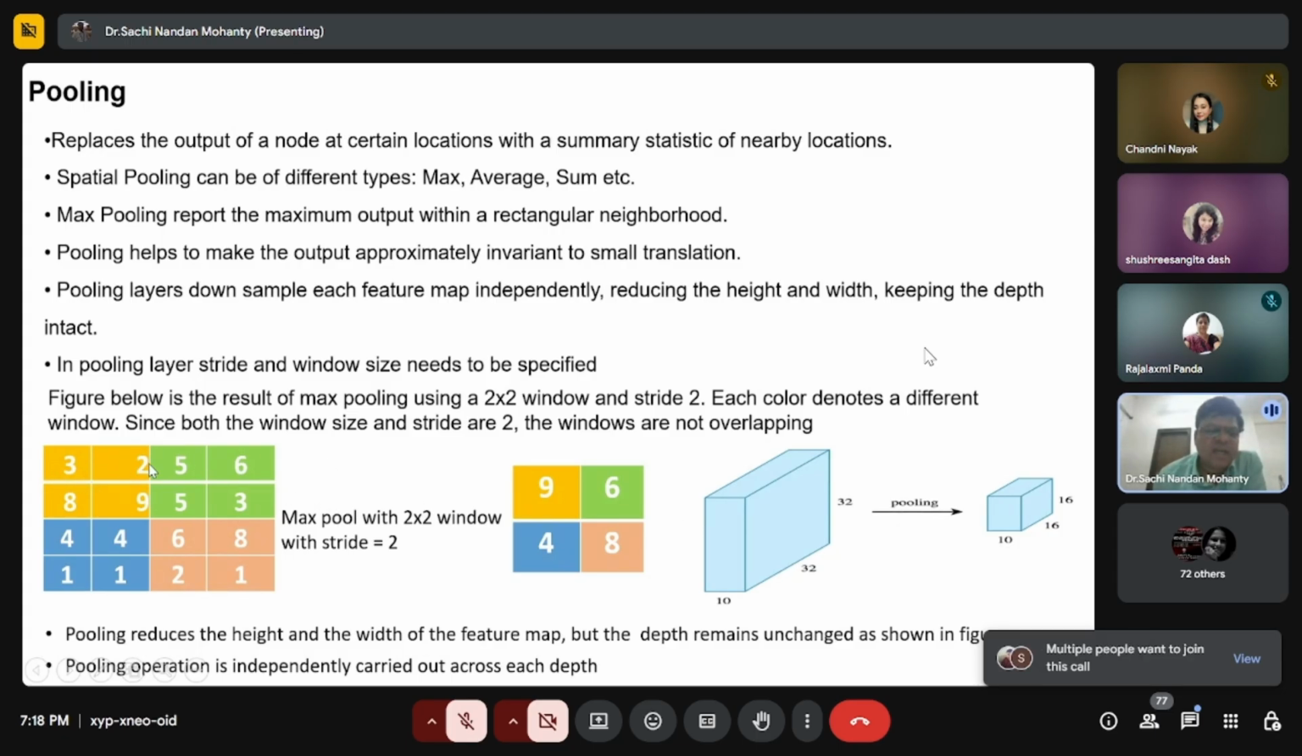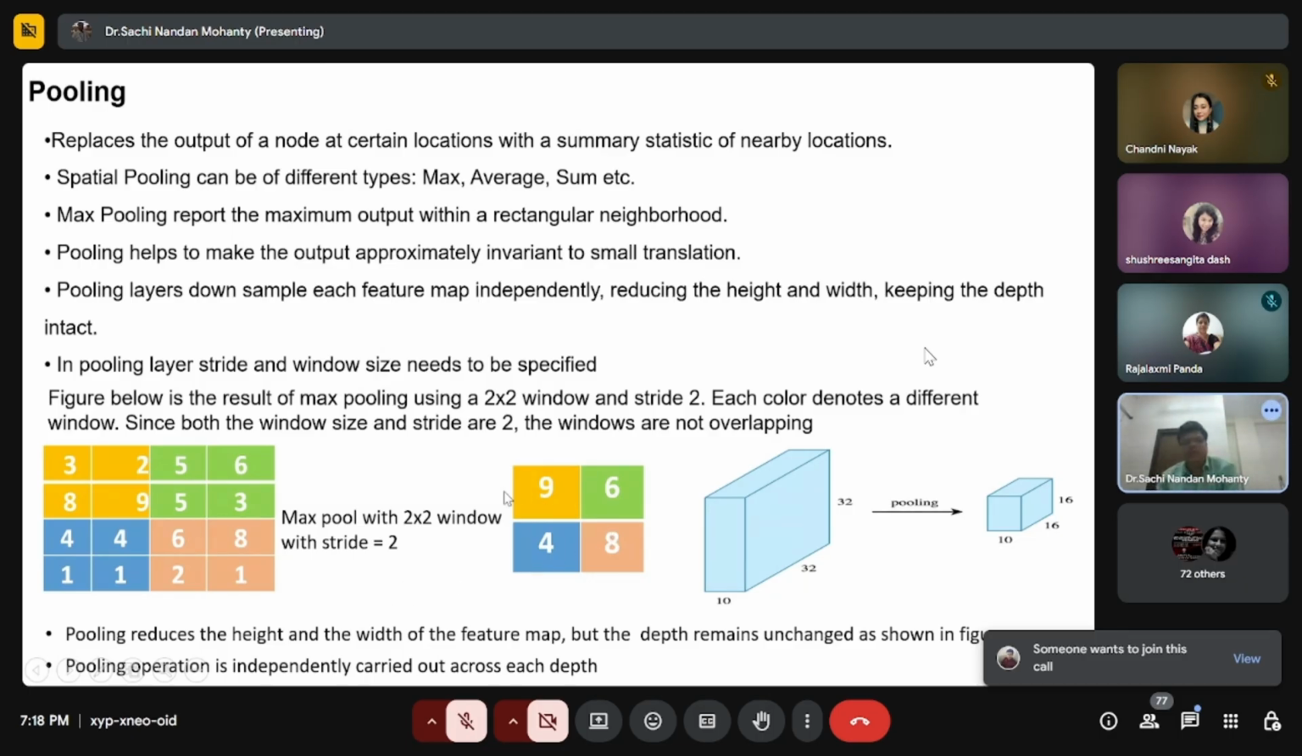Again, sliding is there. You slide with a stride equal to 2, so 2 columns you have to leave. Then you find 2, 5, 9, 5, so the highest is 9. Make it 9 here. Then again 2, 5, 9, 5, sliding by 2: 5, 6, 5, 3, so 6 is there. Similarly below: 8, 9, 4, 4, 1, 1, which gives 4. Then 6, 8, 2, 1, the maximum is 8.